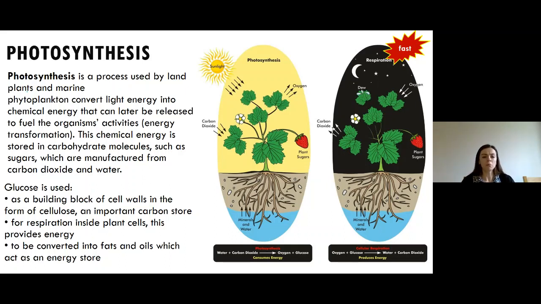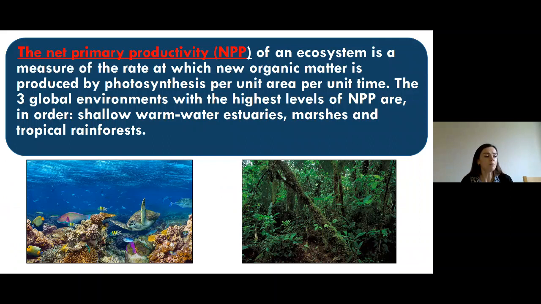Okay. Another important term is NPP, the net primary productivity. The NPP is a measure.